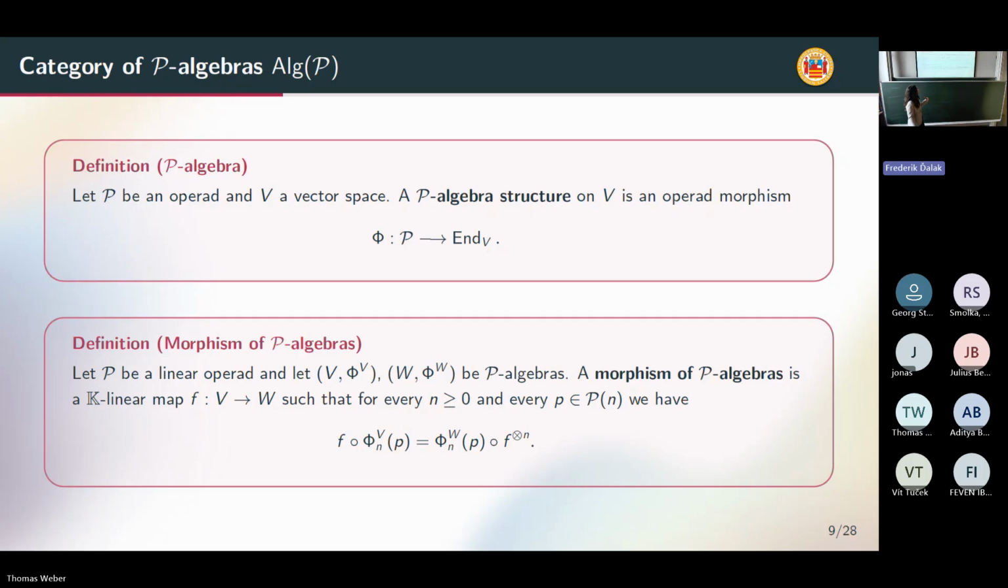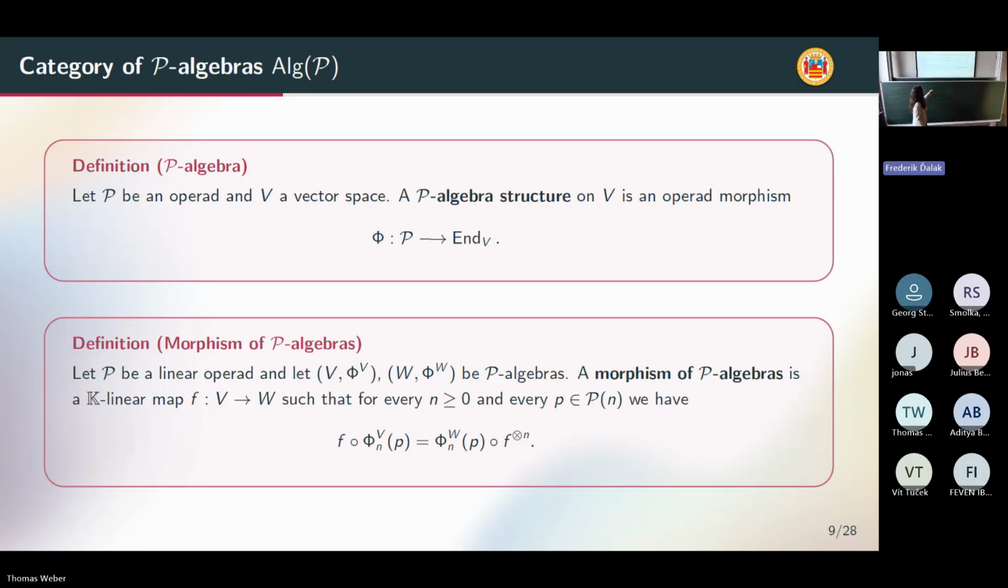And so here we define what a morphism of P algebras is, and it is again a structure preserving map. Here we have that a morphism of P algebras is a linear map from a vector space V to another vector space W, such that this identity holds, which is very simple. It is just saying that if you apply an operation and then you apply F, it is the same as applying F to all the inputs of the operation and then applying the operation in W. So it is easy.